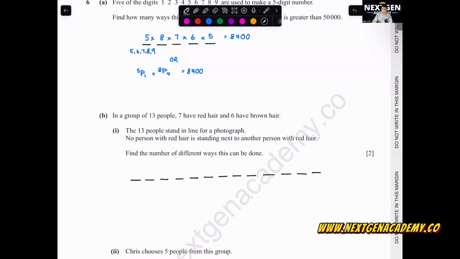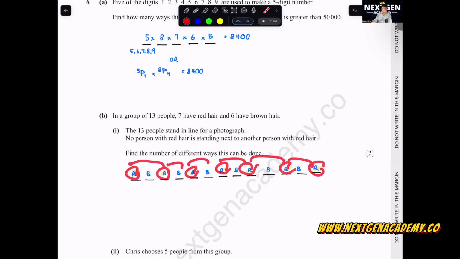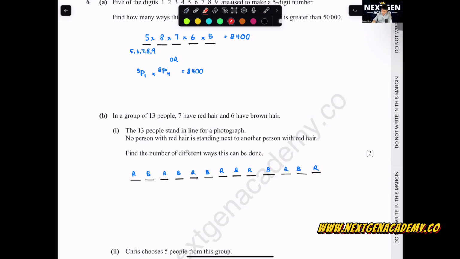By putting their position, it needs to start with red, right? Can you start with brown? Cannot, right? It must always be red first. So red, brown, red, brown, red, brown, red, brown, red, brown, red, brown, red. What it means is that these 7 positions all need to be red, but they can interchange with each other between the reds. The browns can only interchange with each other, the brown with the brown, then the red with the red. So how do we do this calculation? It's either you do 7p7 times 6p6, or you use 7 factorial times 6 factorial. You can write this out.